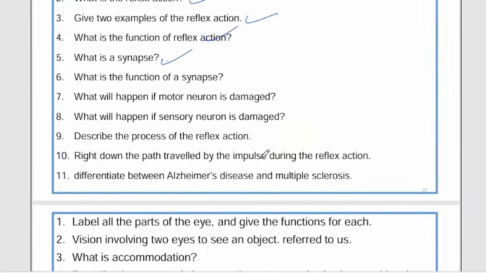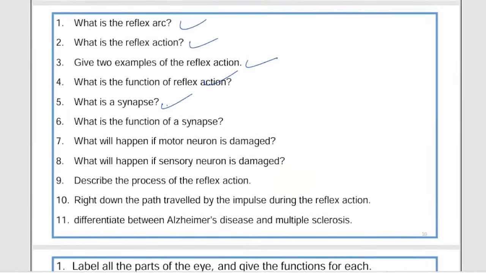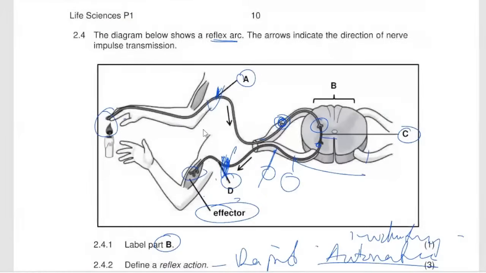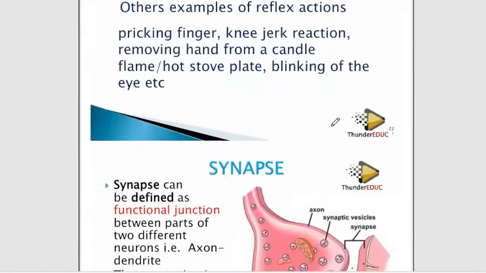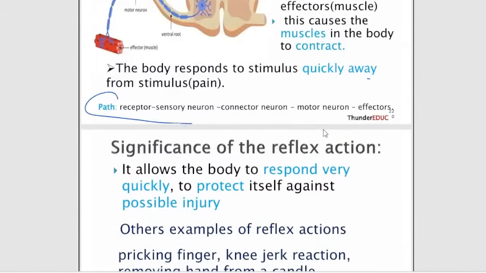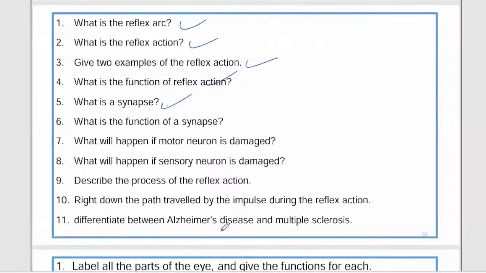They're saying, write down the path traveled by the impulse during the reflex action. When they say the path, they're asking for the sensory neuron, the connector neuron, and then the motor neuron. So basically it is the receptor, sensory neuron, connector neuron, then motor neuron, and then the effector, showing the arrows going in that direction. That is what you call the path, if they ask you about the path.